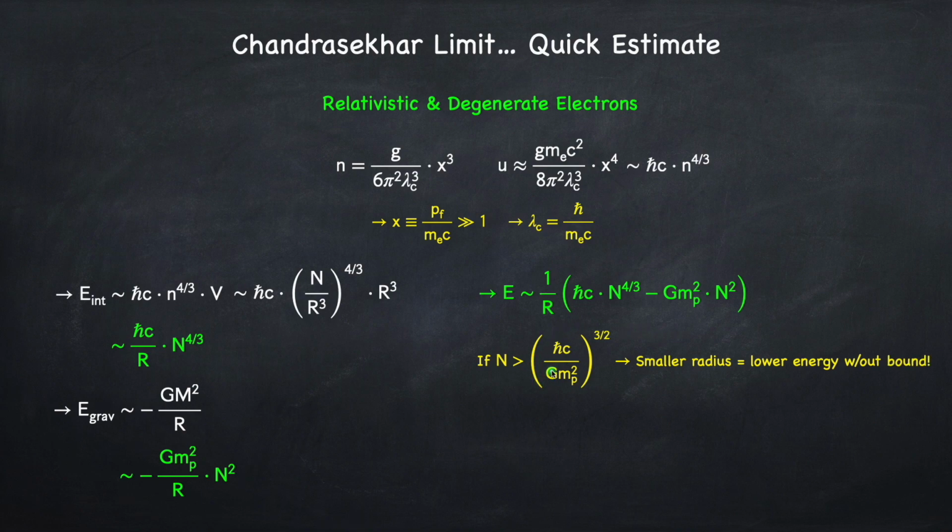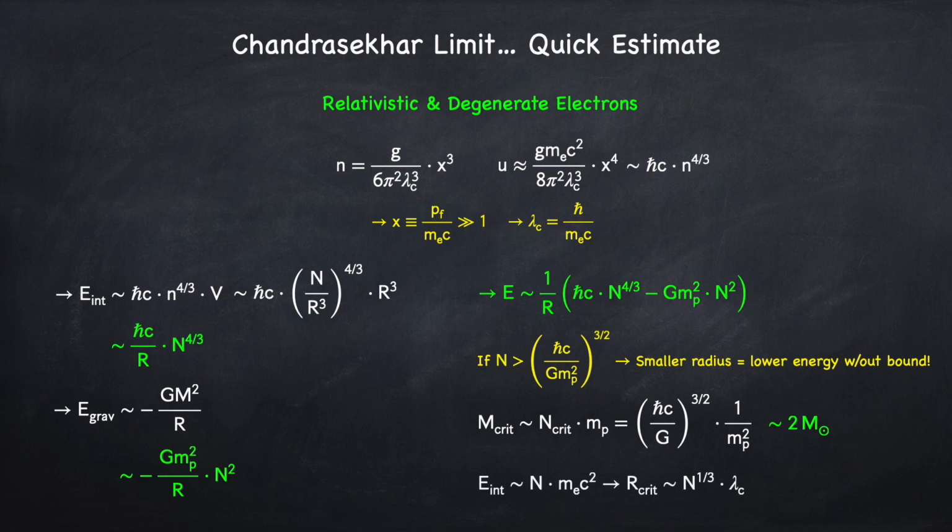This term right here, by the way, h bar c over G, is called the Planck mass squared. So this whole thing could be written as the Planck mass cubed divided by the mass of a proton cubed. Now the critical mass, meaning the mass at which you hit this instability, will be basically the number of electrons times the mass of a proton. And if you plug in the numbers, you get about 2 solar masses. The internal energy will be roughly the number of electrons times the mass of electrons. So equating this to our expression here for the internal energy gives us this expression for the critical radius, which, if you plug in the numbers, works out to about the radius of the Earth.